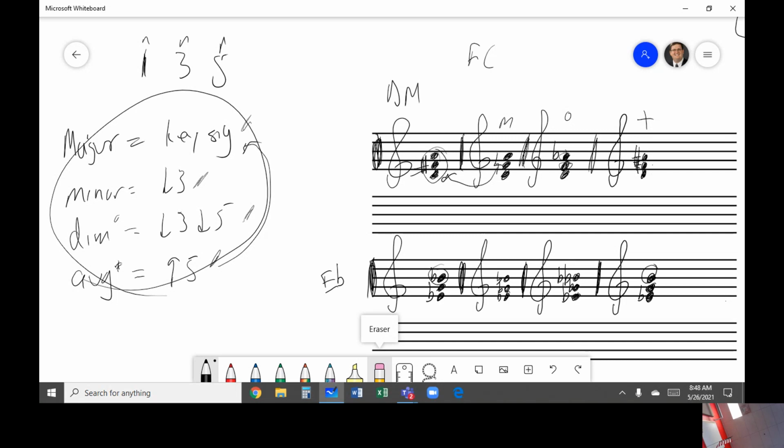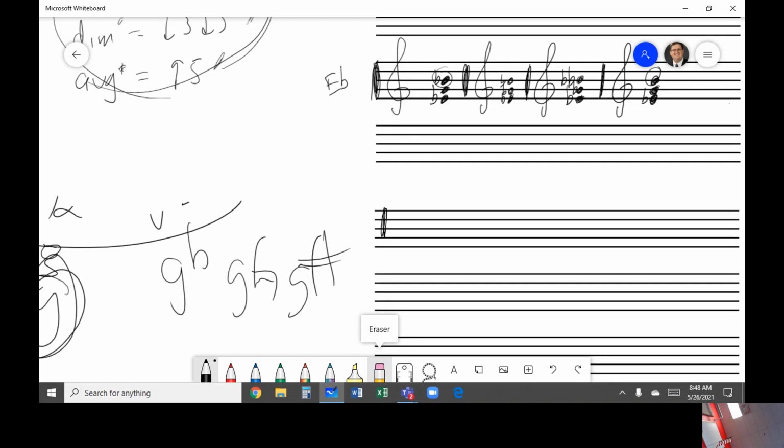Can you do all four types on A major? Let's do A major. Major, minor, diminished, augmented.